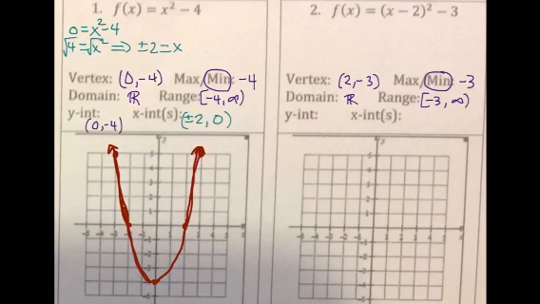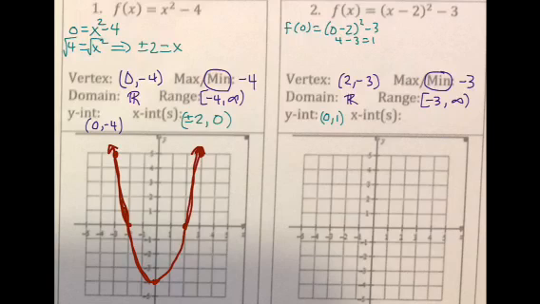If you want the y-intercept, you make the x value equal to 0. So we're actually looking for f of 0, which is 0 minus 2 squared minus 3. And so 0 minus 2 is negative 2. You square it, you get 4. 4 minus 3, that's 1. So the y-intercept is 0, 1.